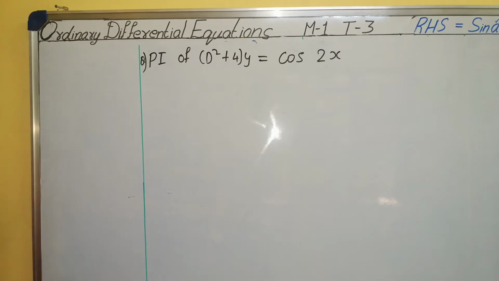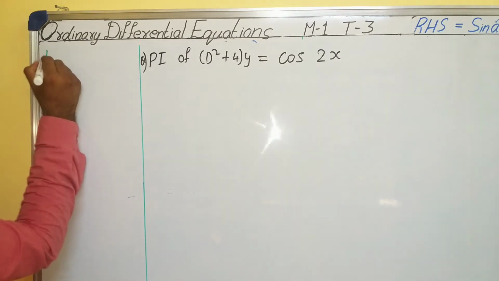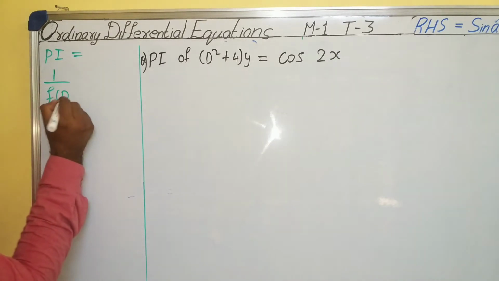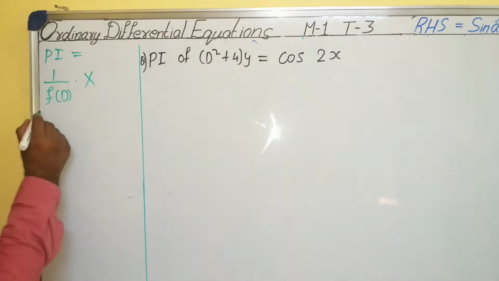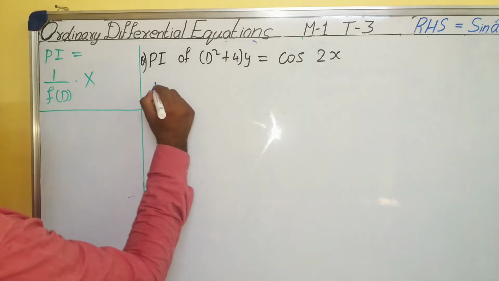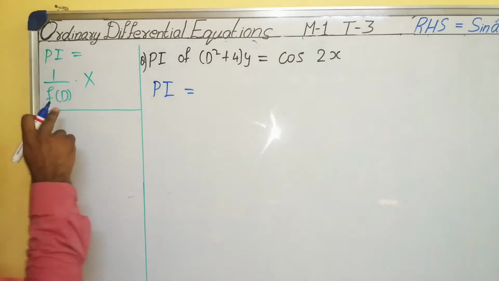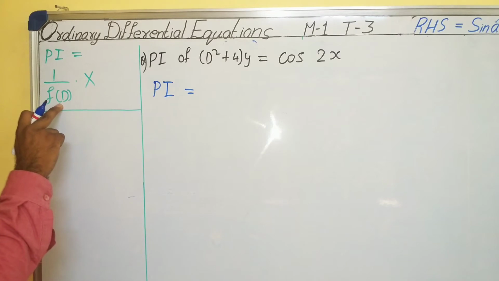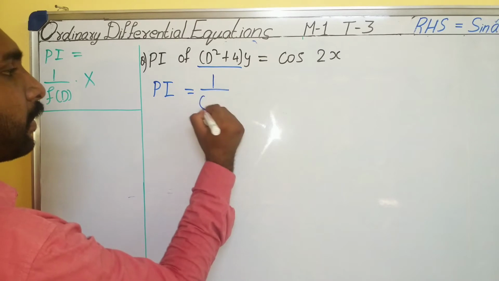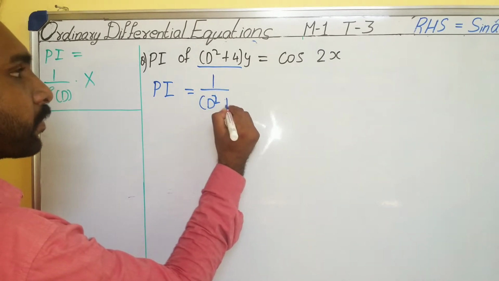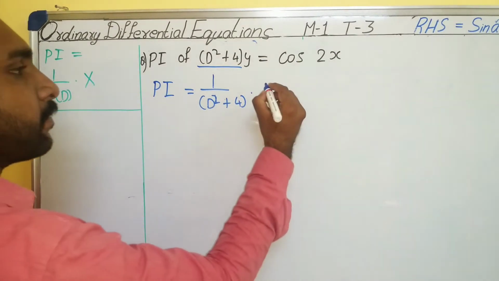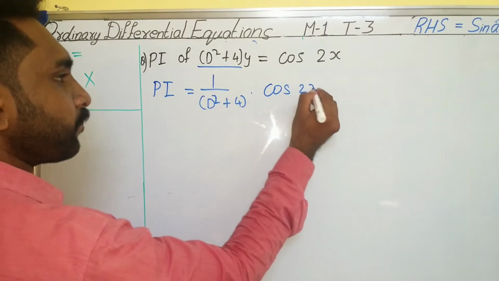So what's the formula for particular integral? We know the formula is PI is equal to 1 by f of D into capital X. So this is the formula to find the particular integral. Let's apply it here. Particular integral is equal to 1 by f of D, where f of D means the left hand side. So it is 1 by D square plus 4 into capital X, that is the right hand side, cos 2x.